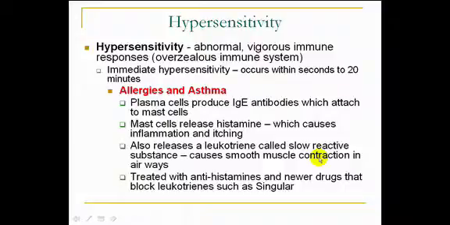You want to block the histamine using antihistamines, such as Benadryl or Claritin. And then they now have drugs that block the slow reactive substances or the leukotrienes. You might have seen the commercials for Singulair. So that's blocking a different type of chemical. That's a newer treatment. We've had antihistamines for a long time. The drugs that block the leukotrienes are kind of a newer product.